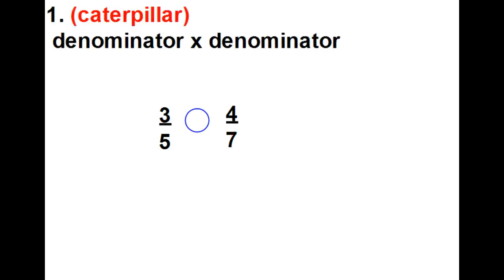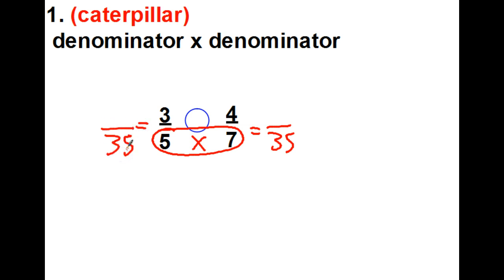So step one is called the caterpillar, because caterpillar usually comes out before the butterfly. I'm going to multiply the two denominators together. So I'm taking 5 times 7. And that's going to give me my new denominator for both fractions. So we're changing both numbers, so there'll be something over 35. When we did least common multiple, guess what the least common multiple of 5 and 7 would have been? 35.